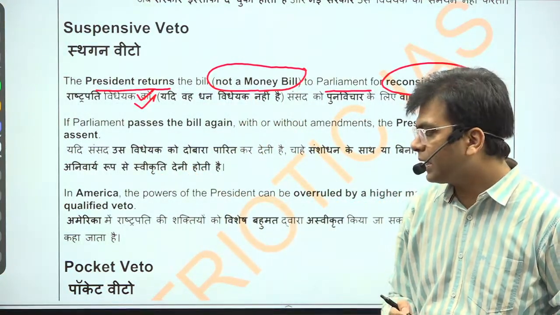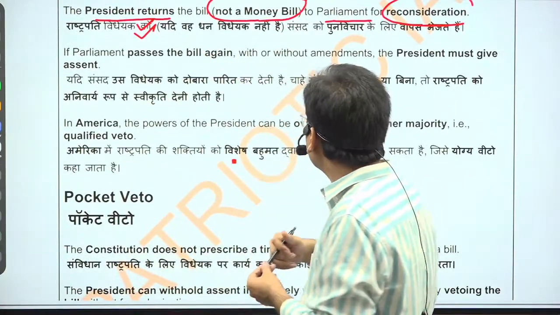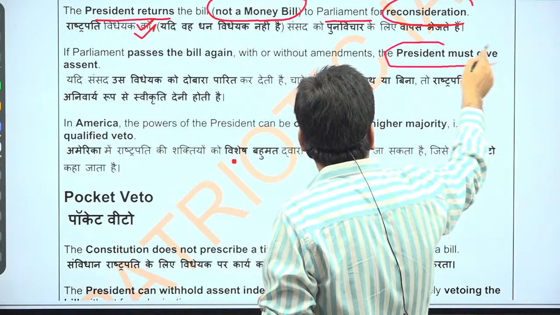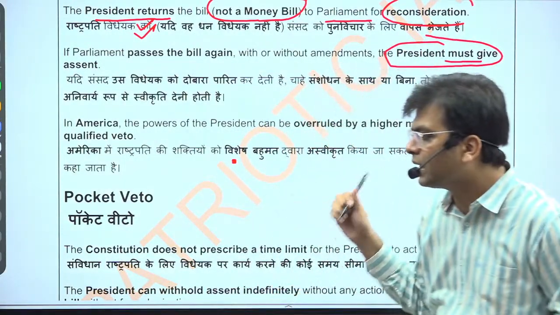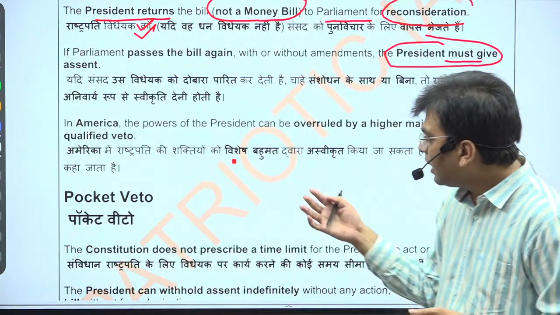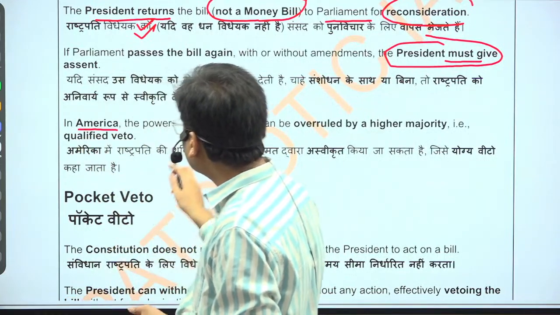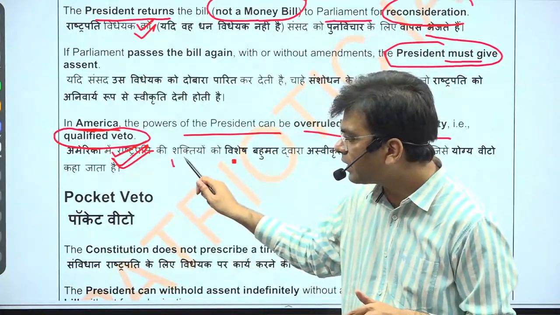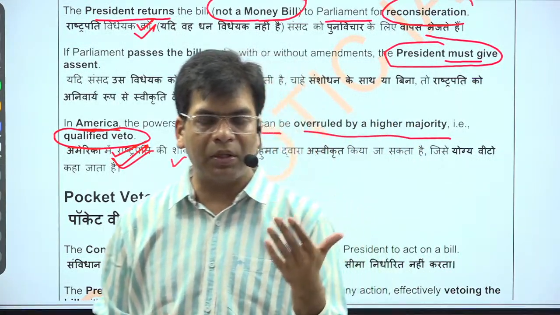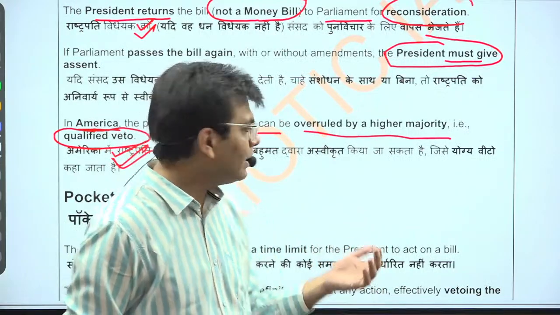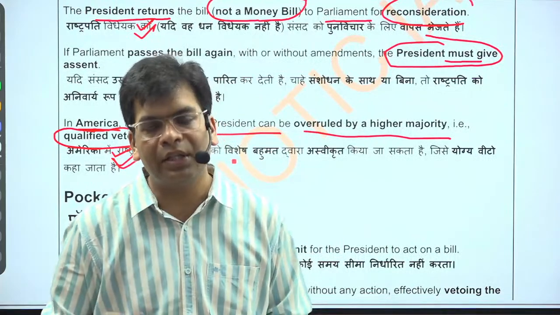This is known as a suspensive veto because the bill is suspended for some time. The parliament thinks again about this bill, and if it is sent again, it is compulsory for the president to give his assent. So here it is written that the president must give assent in such cases. If you compare with the American Constitution, the power of the president in the American case, whenever you compare the American Constitution, particularly the power and functioning of the president, one of the differences is the qualified veto that is there in the US.